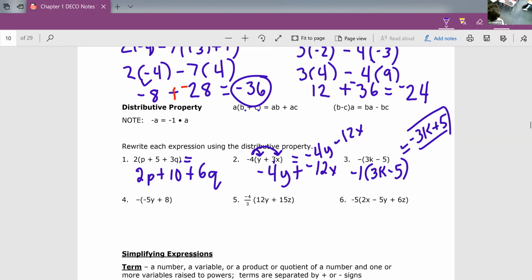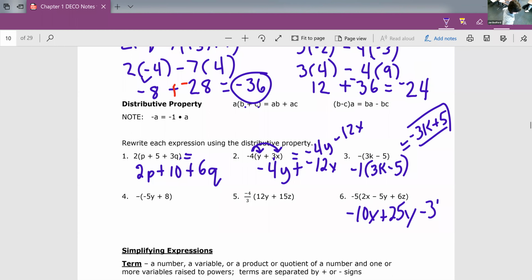So on number 6, after you distribute, you should have how many terms? 3. And what would they be? Negative 10x. Plus what? Good. 5 times 5 is 25y. And then what? Minus 30z.